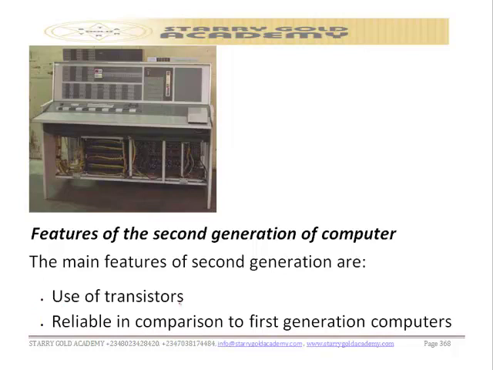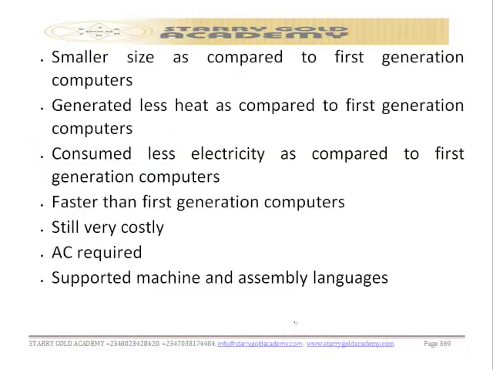The following are the features of the second generation of computers. One, they use transistors. They are reliable in comparison to first generation computers. They were smaller in size compared to first generation computers. They generated less heat as compared to first generation computers.